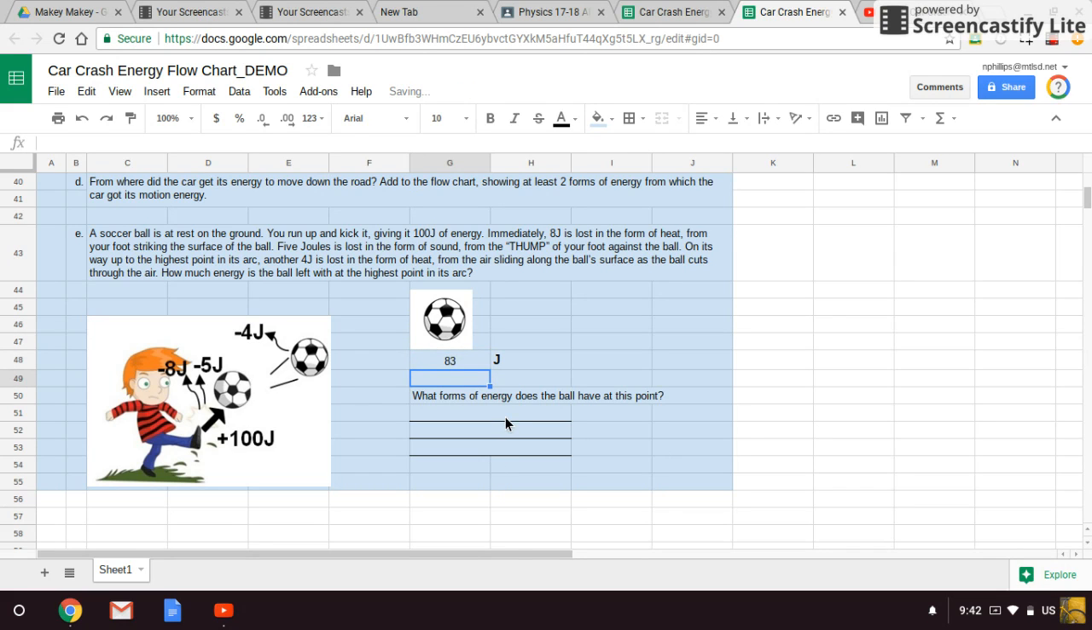What form does it exist in? Well, it's up in the air, so we have gravitational potential. It's still moving, so it's got motion, kinetic energy. And you can say it has sound. If you've ever had some kind of object whizzing by your head, it's vibrating the air that it's traveling through, so you have sound. And you could also have heat because it's still passing through a fluid. Because of wind resistance and drag and all that, that's the friction of the air against the object.